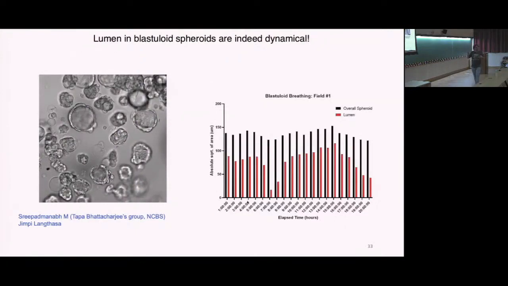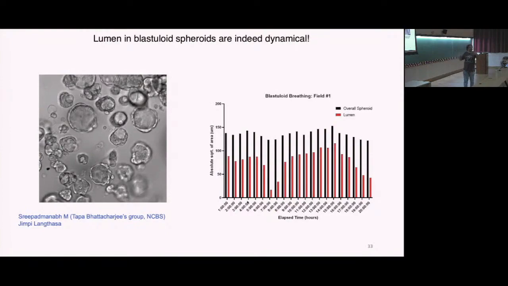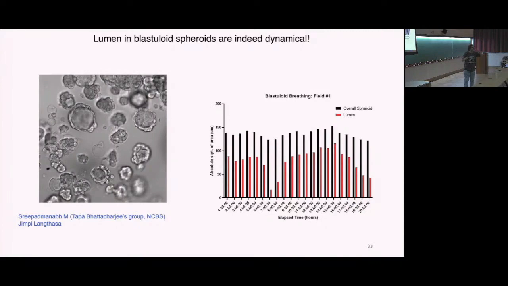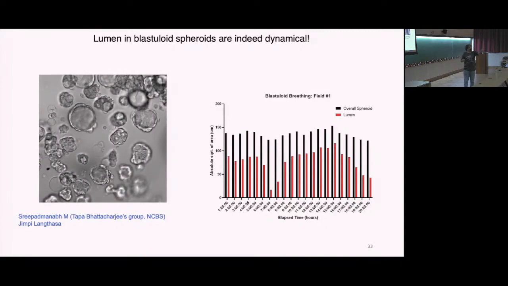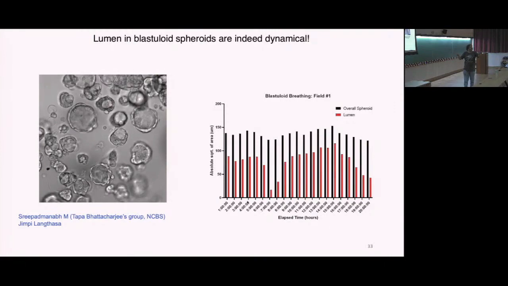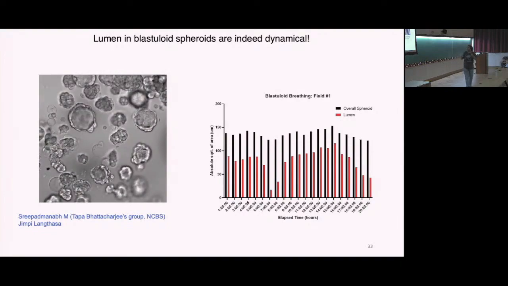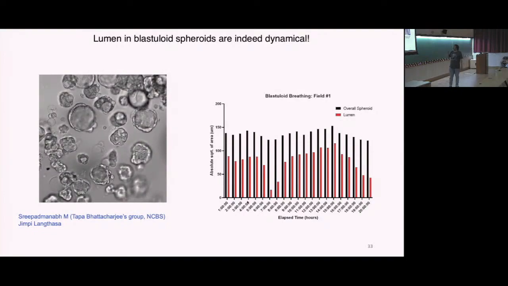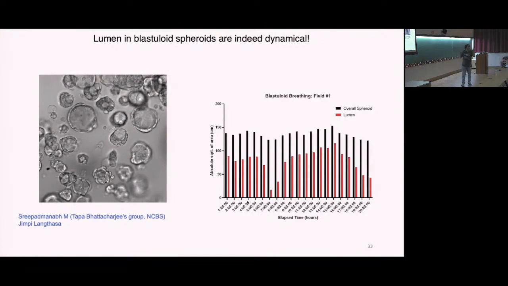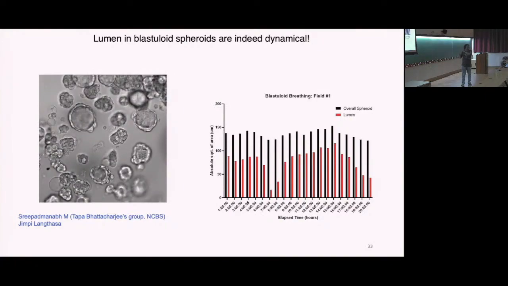Okay, so that's great. Now we're looking at these hollow spheroids, and we saw that they were not stable hollow structures. They're not like balloons that we have filled with gas or water, which are stable entities. They also seem to be oscillating in their diameter with time. And this is something that we are working on with Tapa Bhattacharya's group at NCBS, where we are looking at the external and internal diameters, and we see that there seems to be a particular frequency with which they pulsate with time.